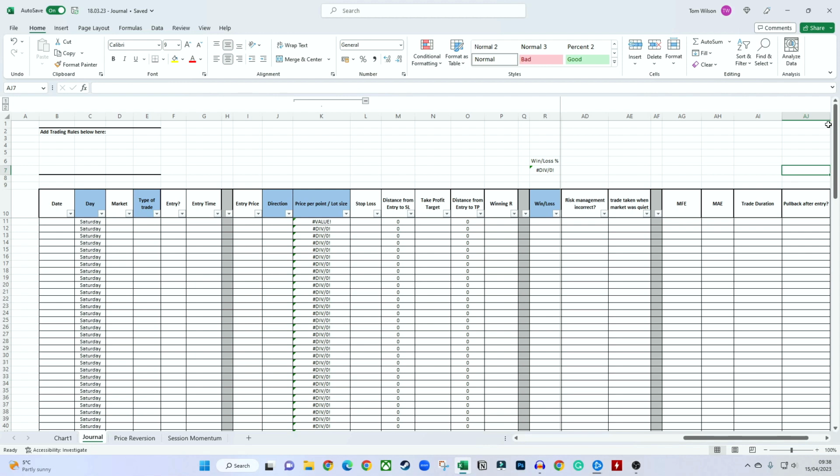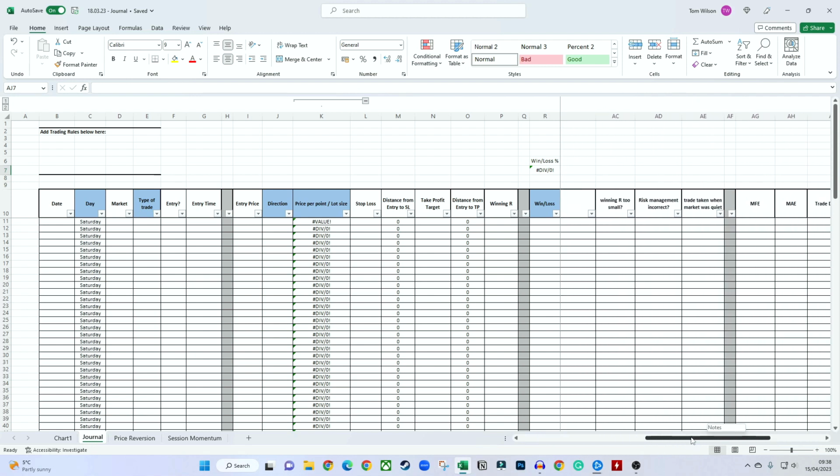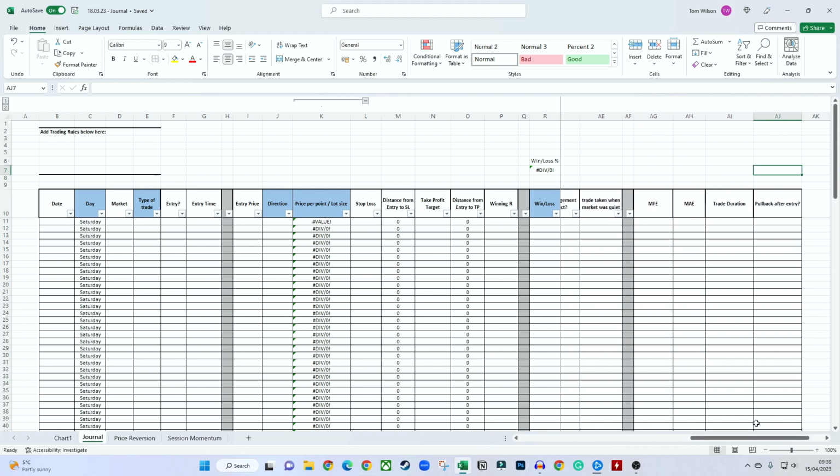Pullback after entry might only be, you're looking at maybe 5 pips difference there on each trade. But over the course of all those trades, does it add up? What's the R looking like now as opposed to what I got just with my base data here? So it's really key to do this step. Otherwise, you're just sort of taking stabs in the dark at areas to improve.